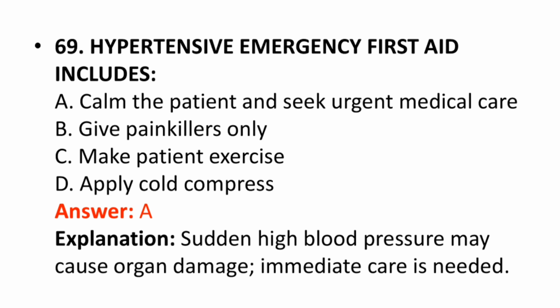Hypertensive emergency first aid includes: option A, calm the patient, seek urgent medical care. Option B, give painkillers only. Option C, make patient exercise. Option D, apply cold compress. The correct answer is option A, calm the patient and seek urgent medical care. Sudden high blood pressure may cause organ damage. Immediate care is needed.